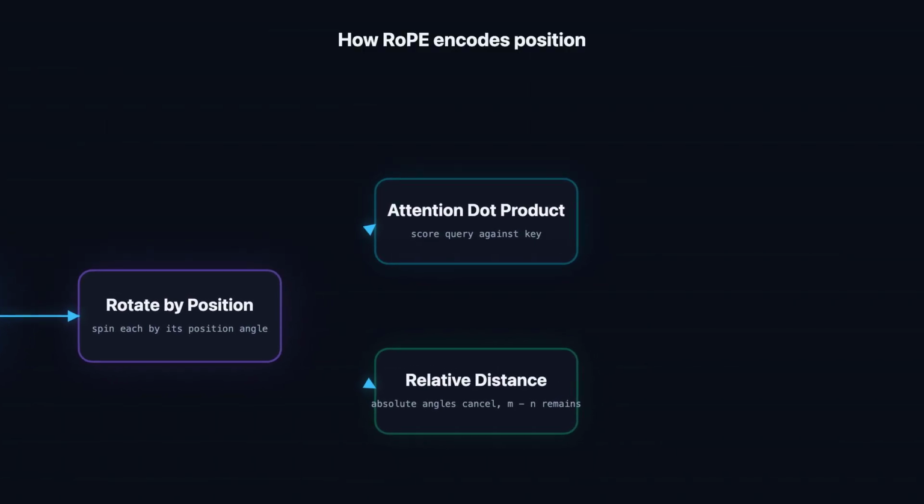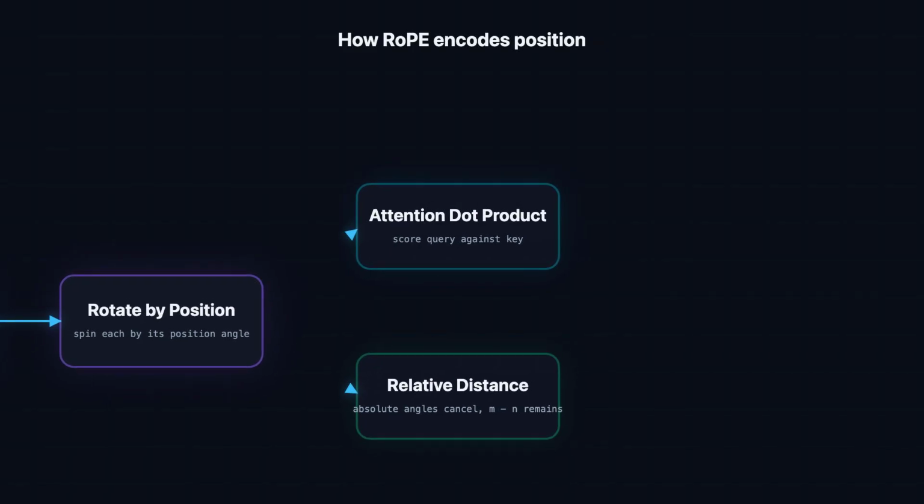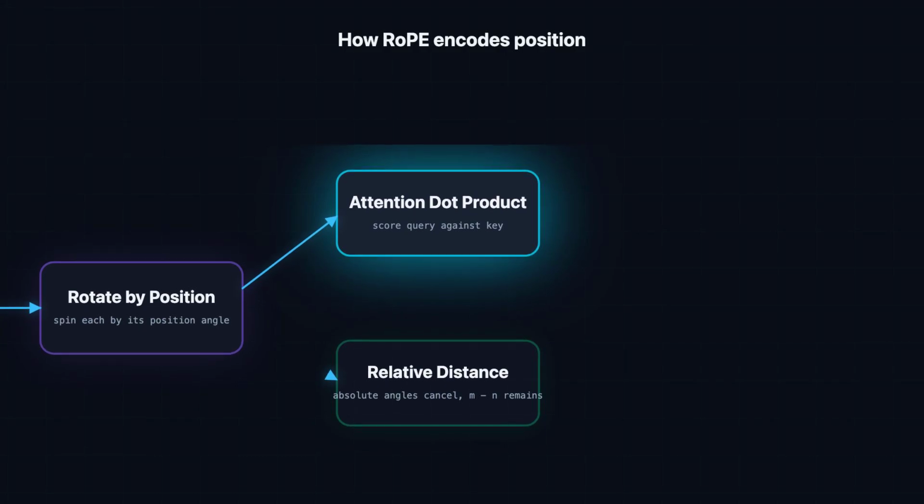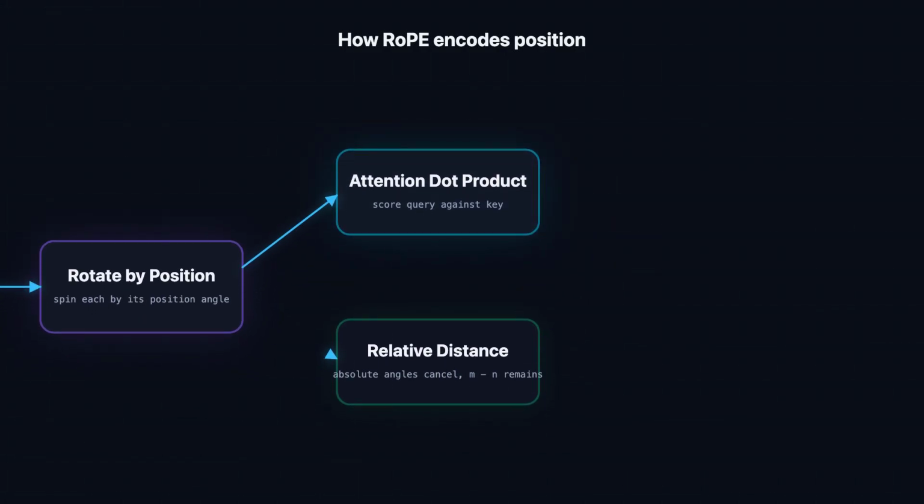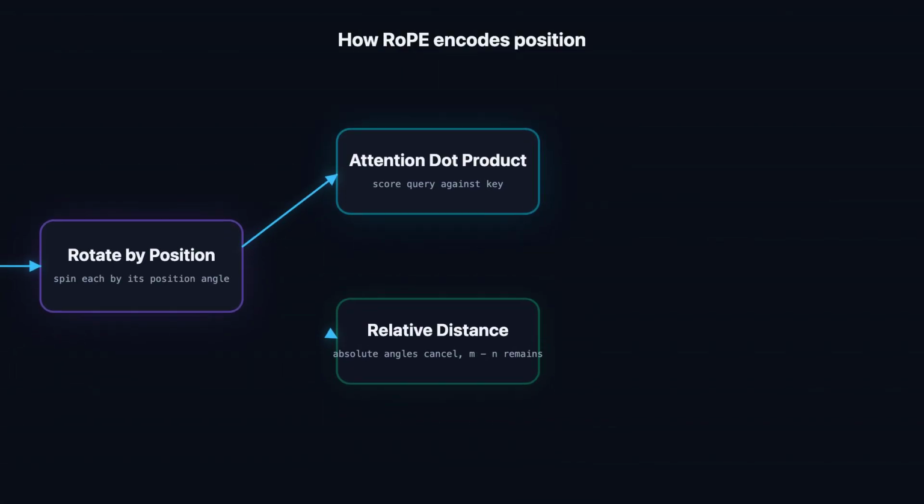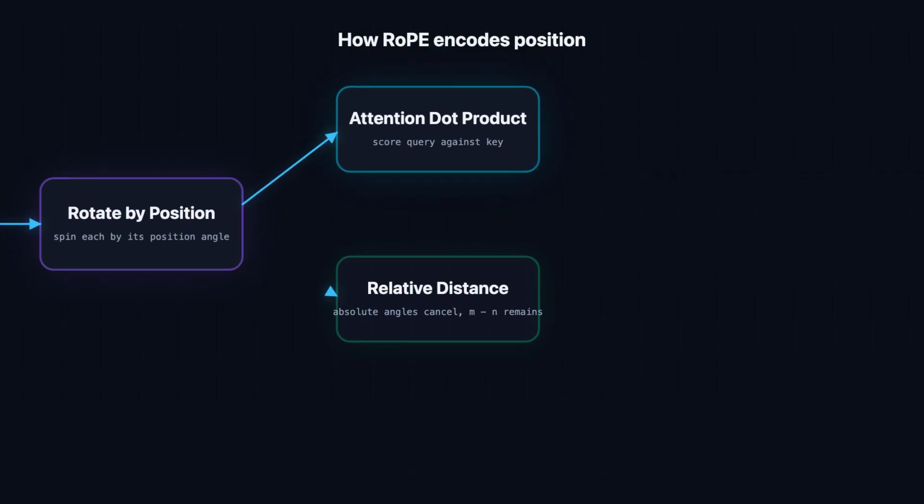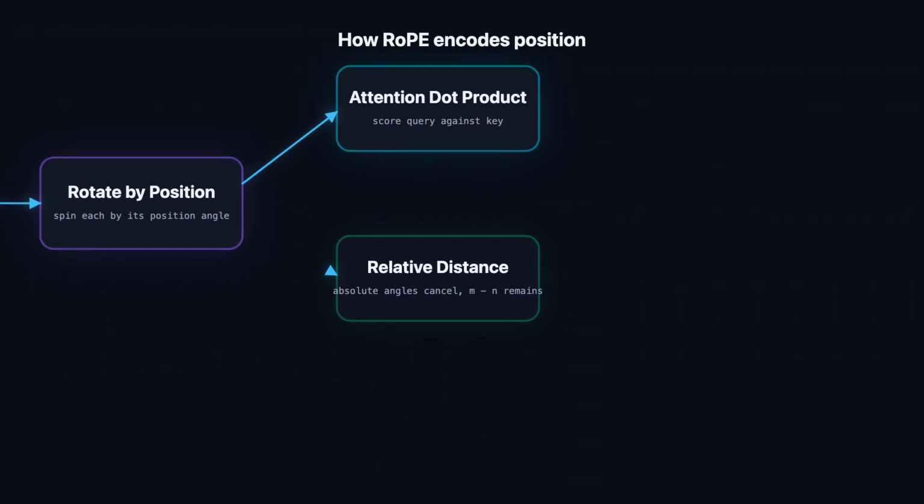Notice that the values are left untouched. Only the queries and keys ever get spun. Then attention does what it always does, taking the dot product between a query and a key to score how well they match. But now both vectors have already been spun by their own positions before they ever meet.